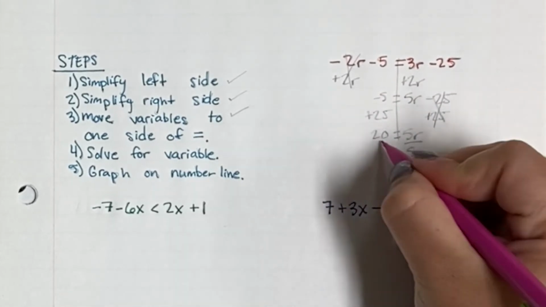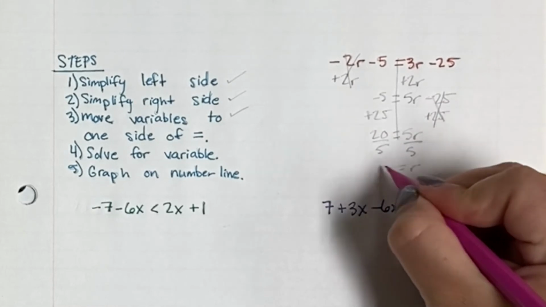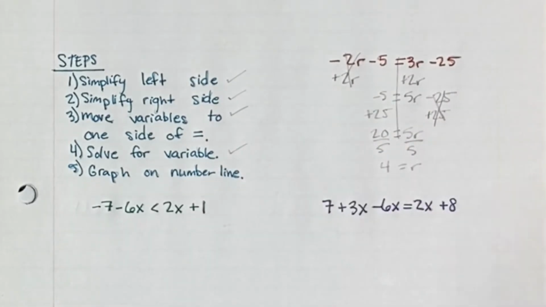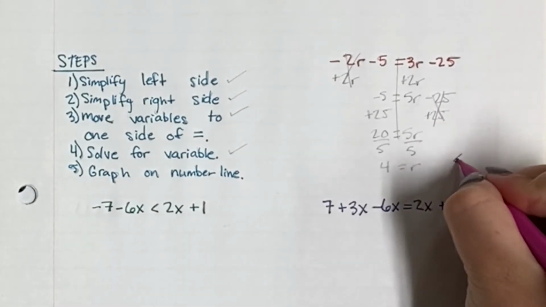Solve for r by dividing both sides by 5. R equals 4. So I have solved for the variable. Step number 5, the very last step, graph it on a number line.